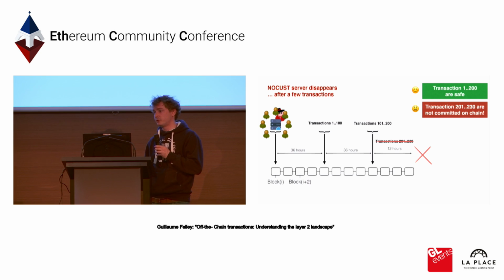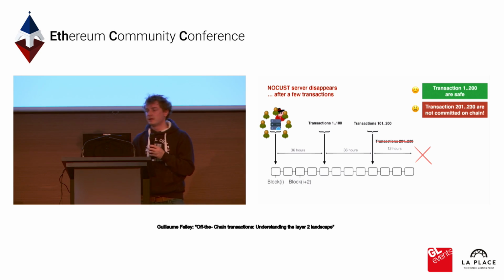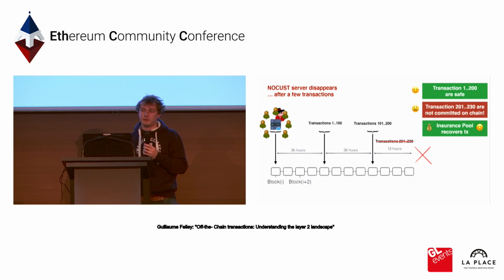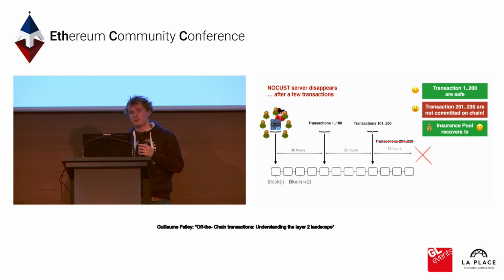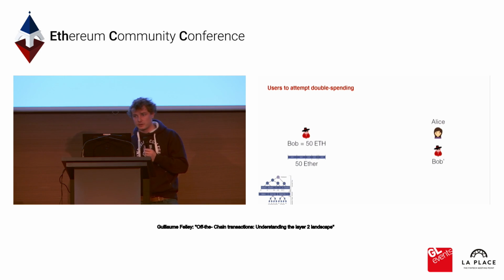But the transactions from 201 to 230 are not. So they are kind of reverted, which is bad. But there is this insurance pool that users can claim money from to recover. Okay, so now let's look at double spend.